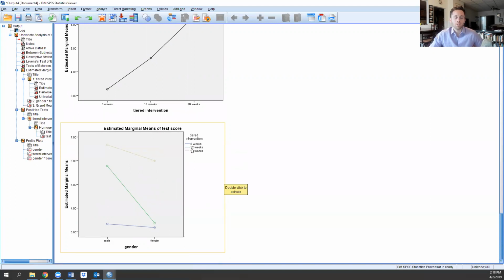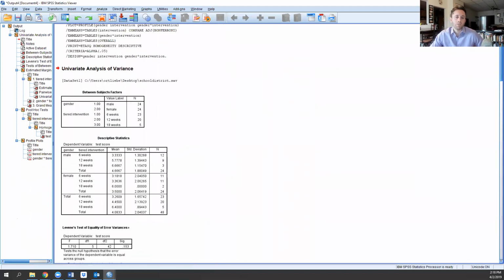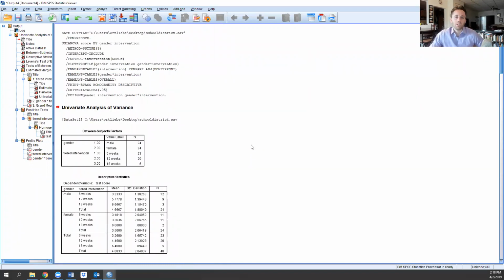The 12 weeks of intervention shows a significantly sloped differential between female scores, ranging around maybe 3.4, and the male scores averaging around, let's say, 5.7, 5.8. So that's something that we might want to dive deeper into. Why were the males who received 12 weeks of intervention doing that much better than the females with that particular intervention construct? So that's basically univariate analysis of variance in SPSS using a two-way ANOVA.